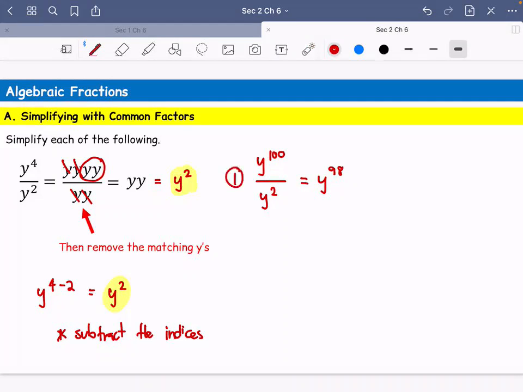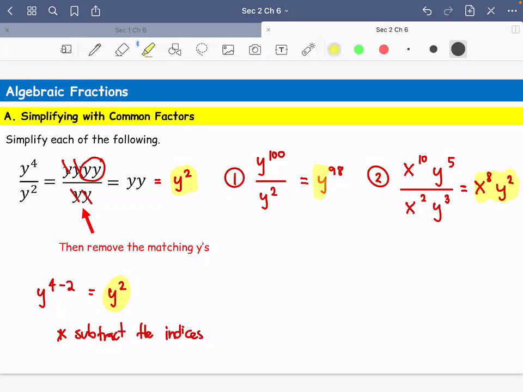So let's say this is my example 1. Example 2: what if I have x to the 10 and so on? What do you think is my answer here? x8, y2. x8 what? y squared, right? Yes, y squared. That's it. The key in algebra is you need to practice a lot.